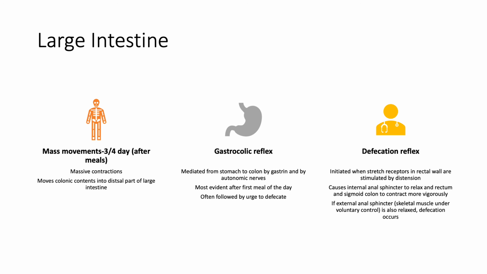The gastrocolic reflex is what initiates the mass movements after a meal. Now, it's mediated by gastrin. Remember, gastrin is released by G cells within the stomach. So when food hits the stomach, gastrin is released, and that's going to kick off this gastrocolic reflex along with parasympathetic innervation. You'll probably notice that you get these mass movements. They're most noticeable right after your first meal of the day when you get that urge to defecate. And that'll bring us to the defecation reflex, which instead of defining here, we'll work through on the following slide.